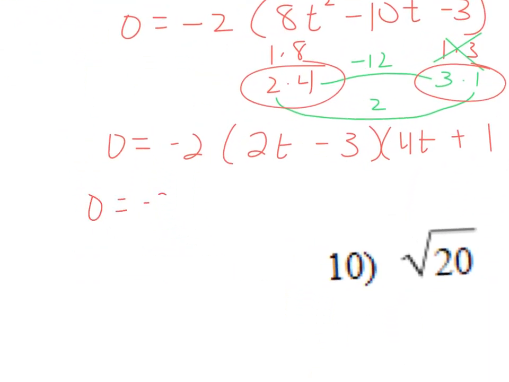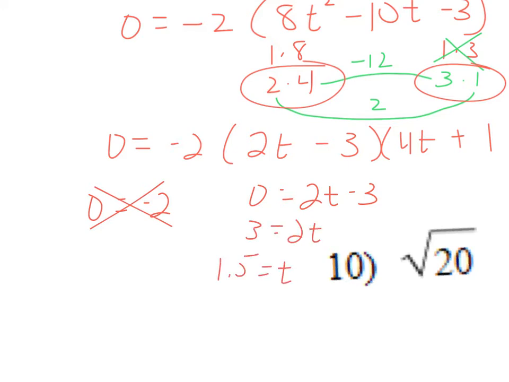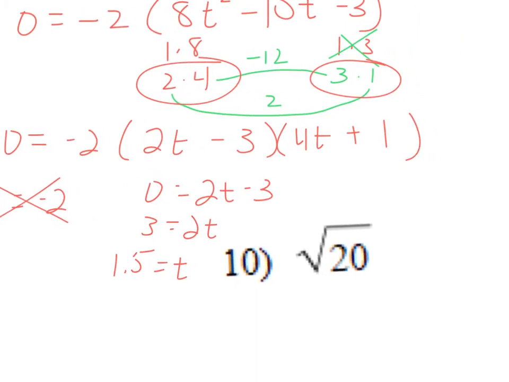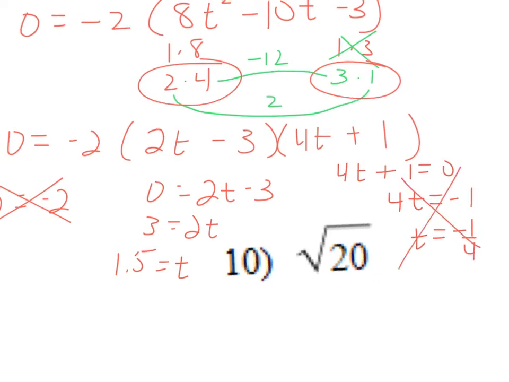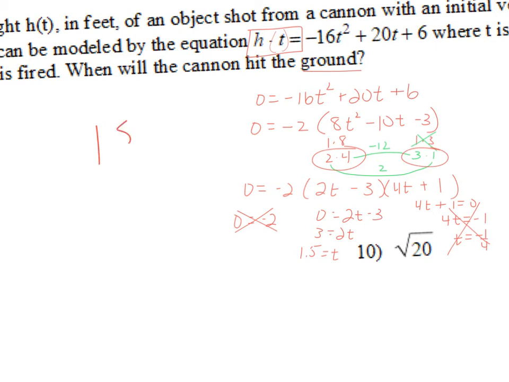So 0 equals negative 2 is out. 0 equals 2t minus 3. So I add the 3 over and divide. So t equals 3/2, or 1.5 if you're thinking decimal form. Okay, on this one, I got 4t plus 1 equals 0. So I go ahead and subtract the 1 off, and then t equals negative 1/4. That is not going to work. We can't have negative time. So in this case, my answer will be 1.5 seconds.